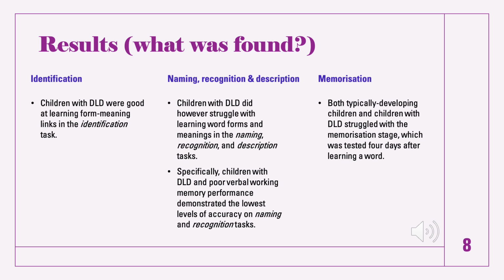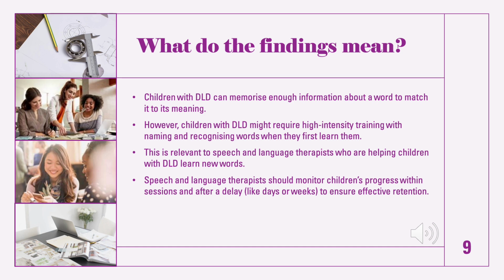Specifically, children with DLD and poor verbal working memory performance demonstrated the lowest levels of accuracy on naming and recognition tasks. Memorization. Both typically developing children and children with DLD struggled with the memorization stage, which was tested 4 days after learning a word. What do the findings mean?